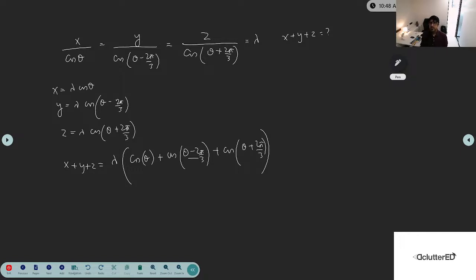Now, cos A minus B plus cos A plus B is equal to 2 cos theta cos 2 pi by 3, and cos 2 pi by 3 is minus half because it's in the second quadrant, and this half will cancel with 2. So eventually I have lambda into cos theta minus cos theta, which is equal to 0. The question looks complicated, but it is not. We are just using the formulae that we have studied in our fundamental trigonometry class.